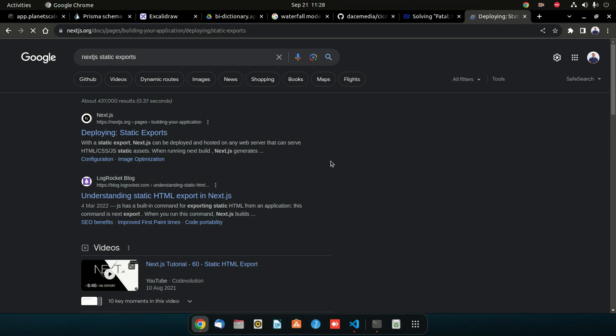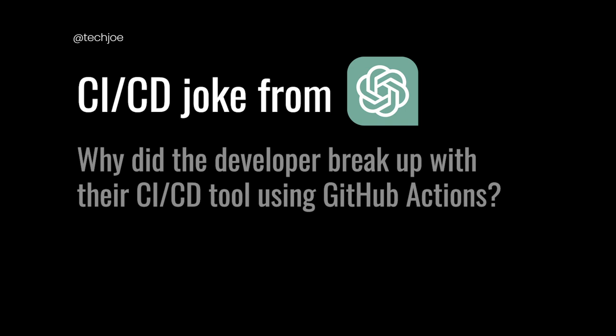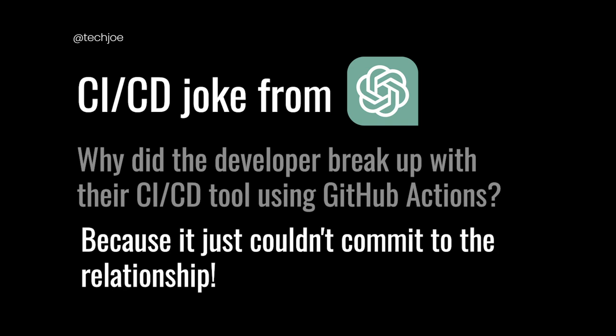But first, before we start, here's a CI/CD joke from ChatGPT. Why did the developer break up with their CI/CD tool using GitHub Actions? Because it just couldn't commit to the relationship.